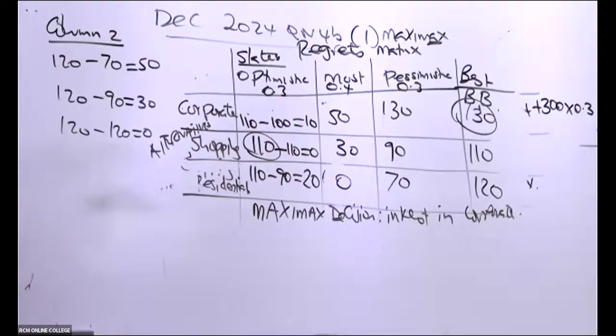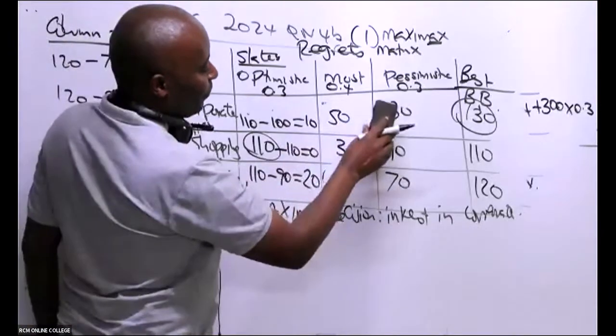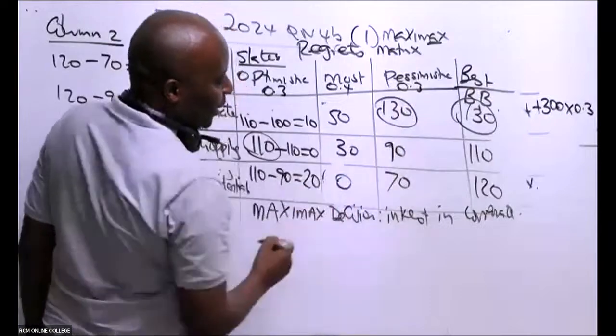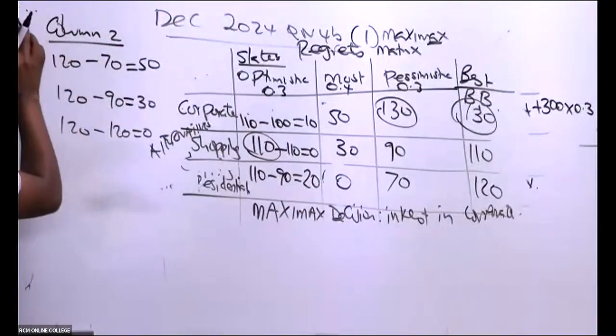So now we go to column number 3. Everybody should be able to get it right. For column number 3, what do we have here, somebody? 130 is the highest, isn't it? So then I'll be able to do a working here for column number 3.